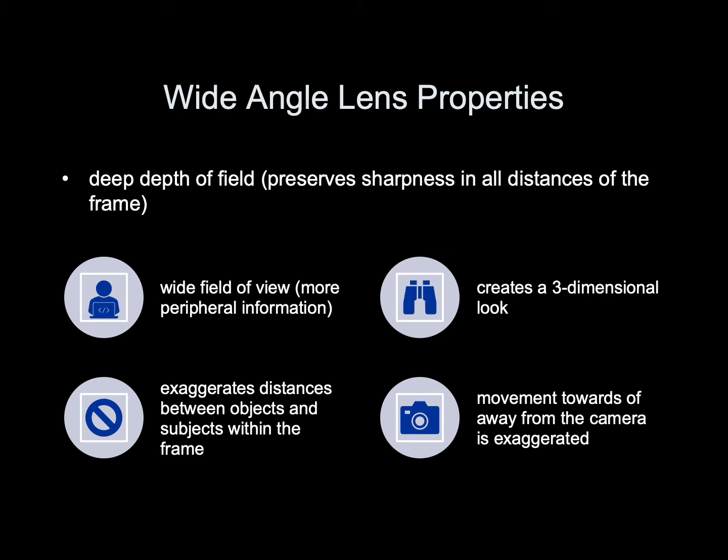Wide-angle lens properties. A wide-angle lens creates a deep depth of field. It preserves sharpness in all distances of the frame. It creates a wide field of view or more peripheral space, so the areas on the sides of the frame. It creates a three-dimensional look by exaggerating the distances between objects and subjects within the frame. Movement towards or away from the camera is exaggerated.